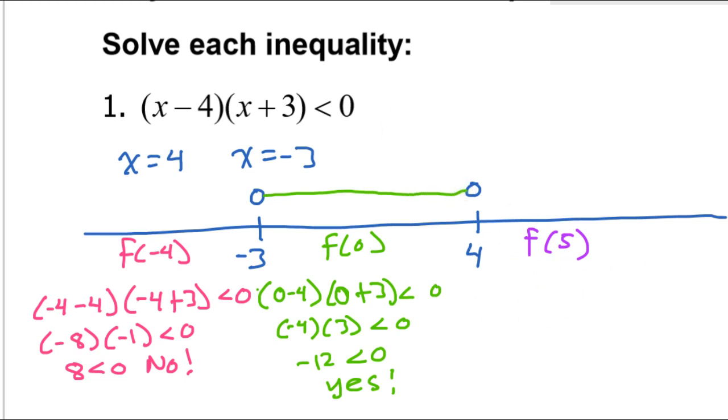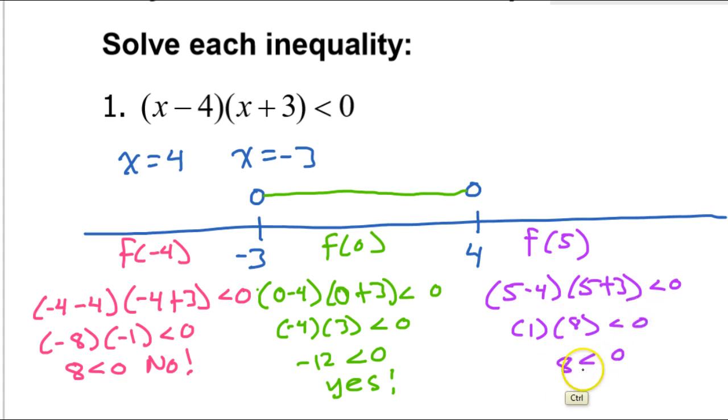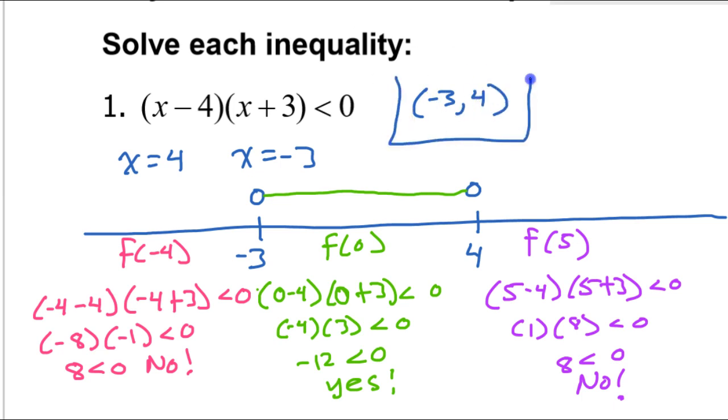And then finally, I will check the number 5. So that would be 5 minus 4, 5 plus 3. And is that less than 0? Well, that would be 1 and 8. So that's 8. And of course, that is not less than 0. So that's a no. So there are no solutions here, which means that this graph represents all of my solutions. So in interval notation, that would simply be -3 to 4. So this would be the answer to problem number 1.